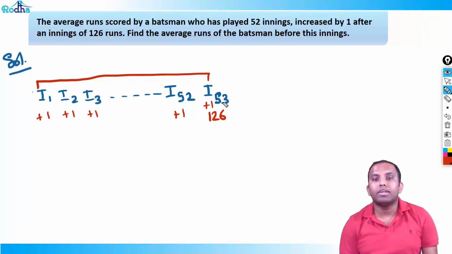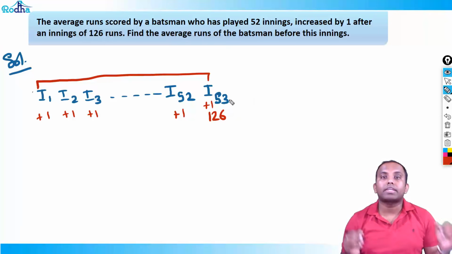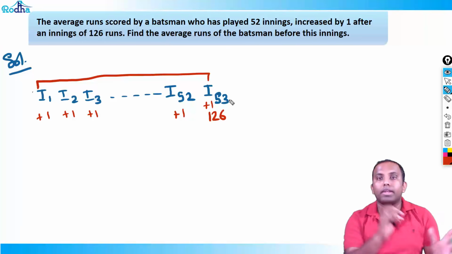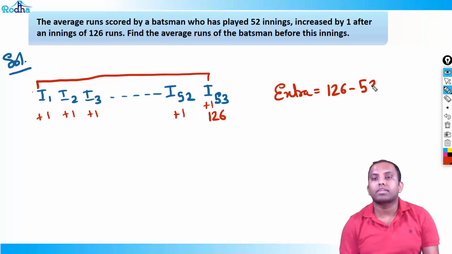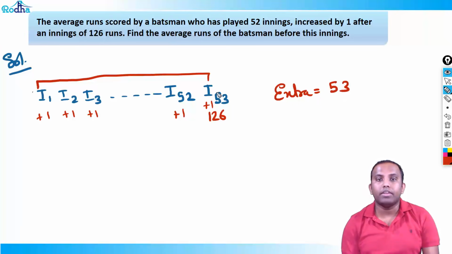So how many extra did he score in the 53rd inning? Because I know that extra is always distributed in the group, right? So extra he has scored 126 minus, because plus 1, plus 1, plus 1, 53 times, 53 is extra. So extra he has scored 53. If extra he has scored 53, that is distributed in all the 53 innings. So what is his average now?